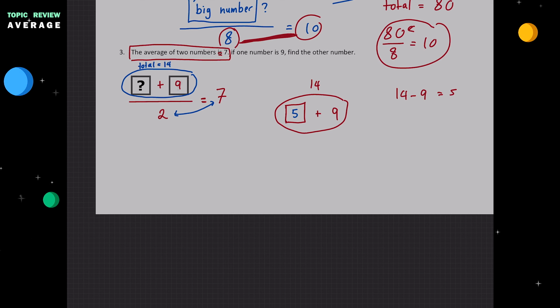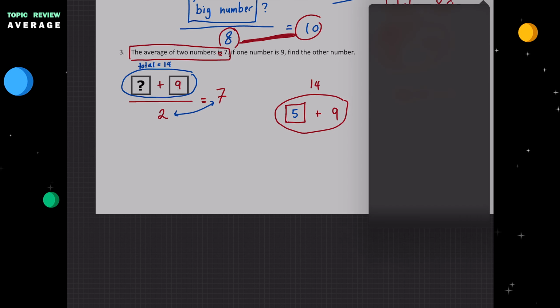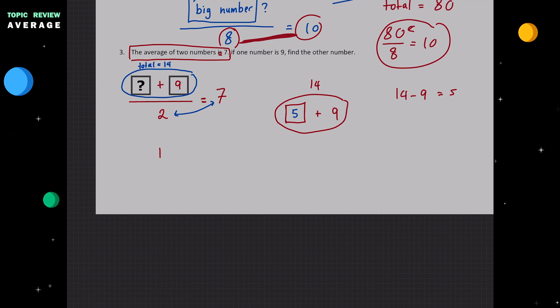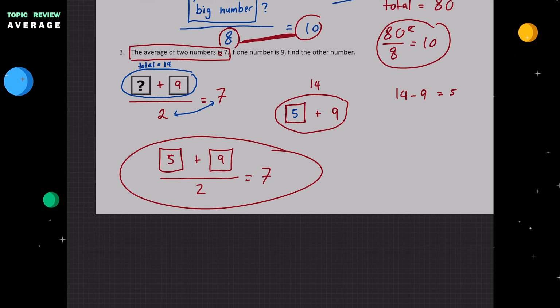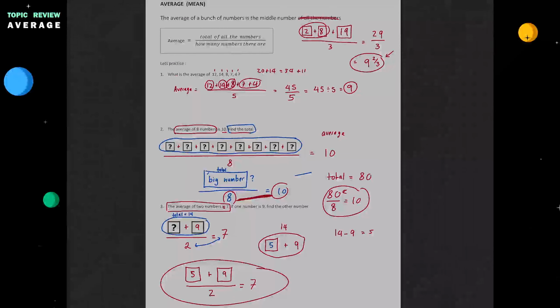So here's what it looks like. Oh, let's change it to red. You got your first number, which is a 5. We just worked it out. The second number is a 9. Okay, let's find the average of these two. 5 plus 9, 14. 14 divided by 2, and then you get 7. And everything works out perfectly. Okay, moving on to the next page.